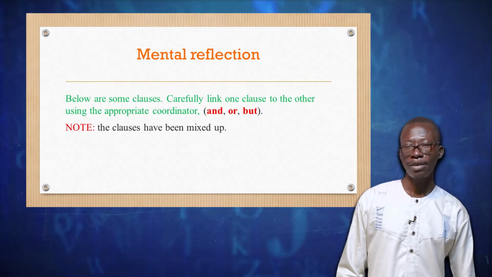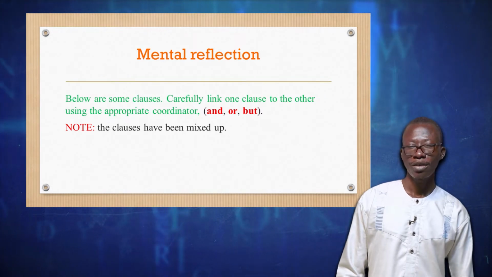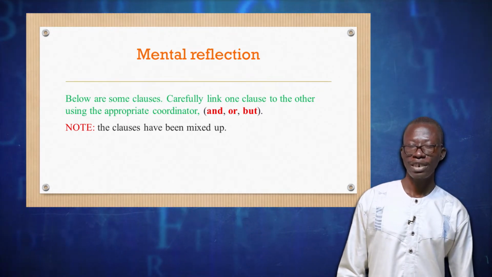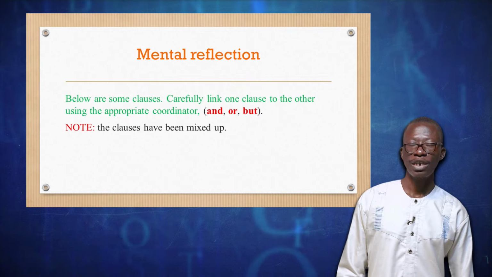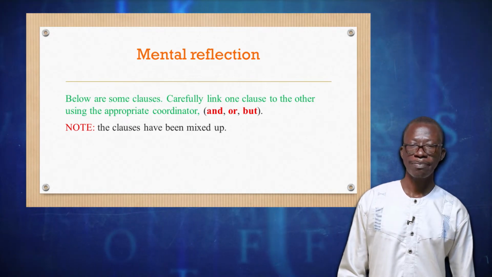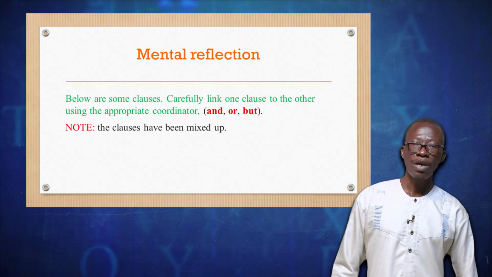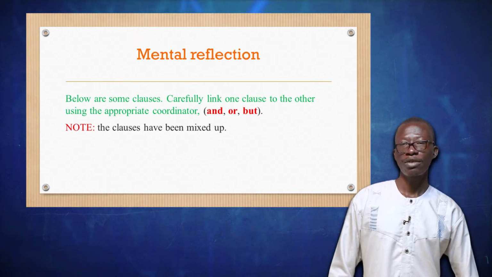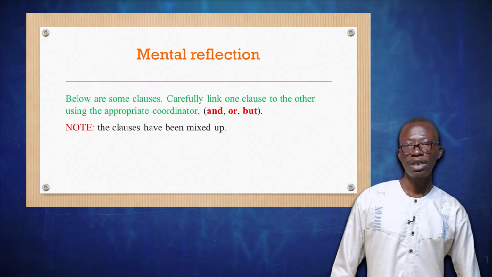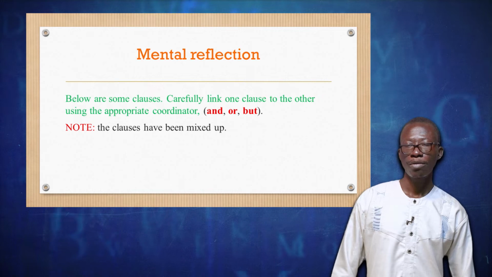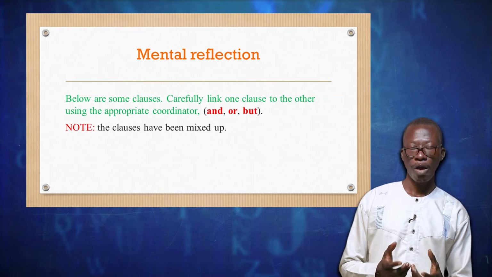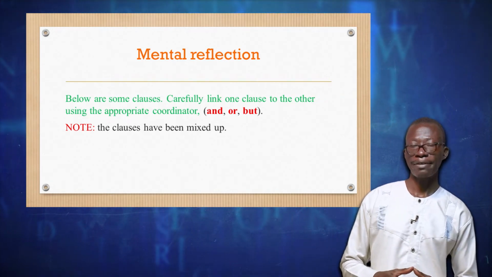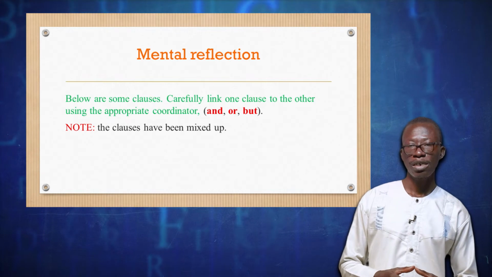We have a small mental reflection on what we did the last time. So I expect you to respond to the various questions that are being displayed for us. Below are some clauses. Carefully link one clause to the other using the appropriate coordinator: and, or, but. So we have three coordinators there: and, or, and then the third one being but. And then we are going to be given clauses.